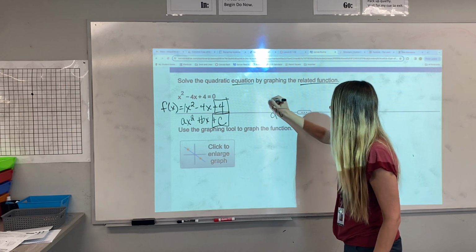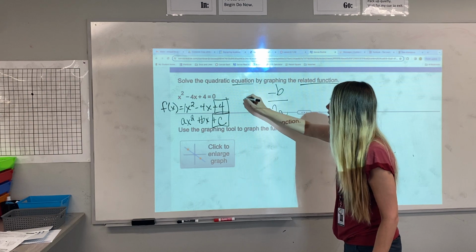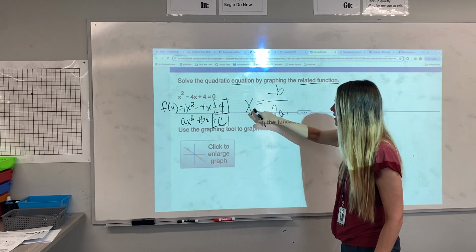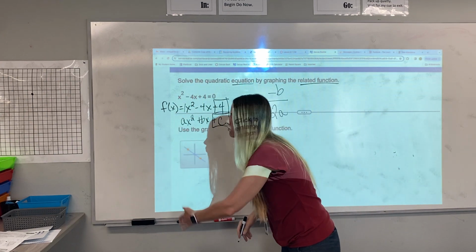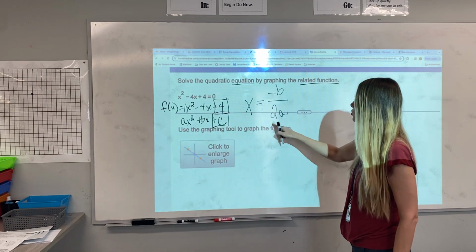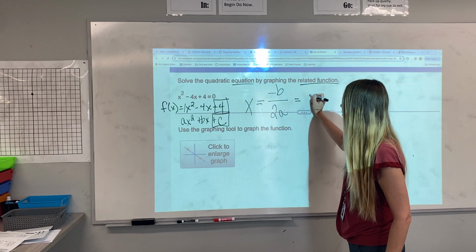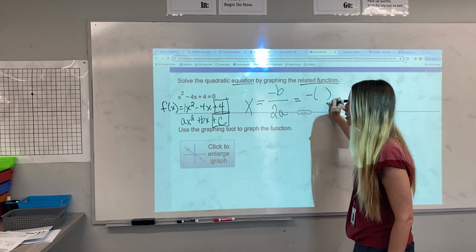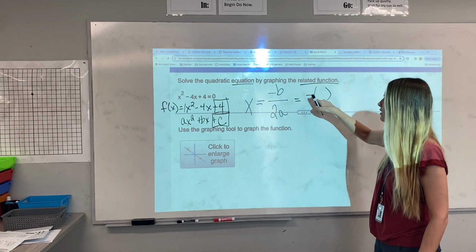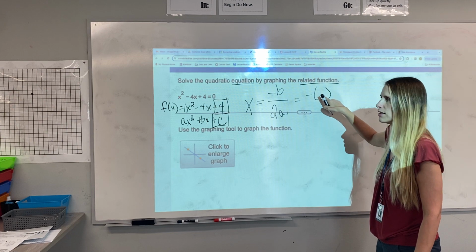Axis of symmetry: negative b over 2 times a. Very good. Now we say the axis of symmetry is x equals negative b over 2 times a. So let's fill in our values. Negative what? 4.